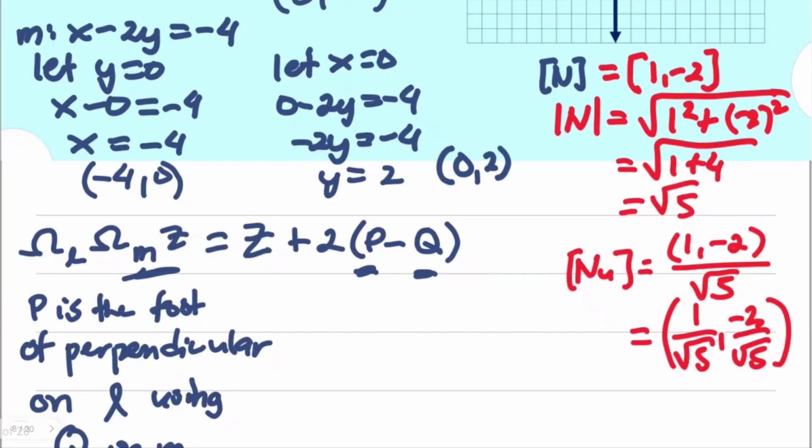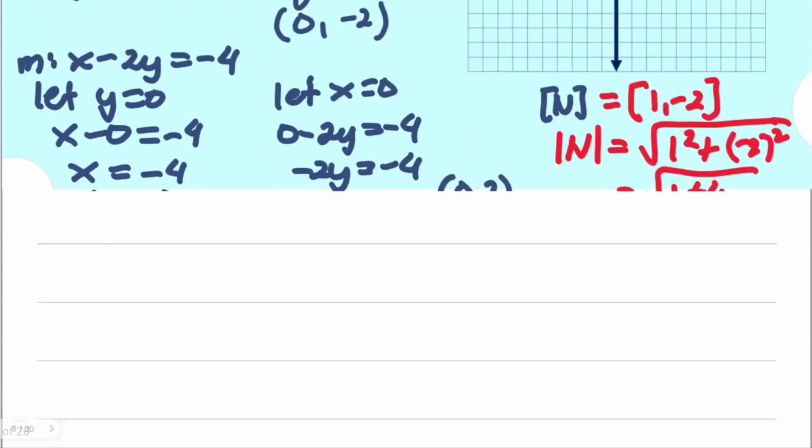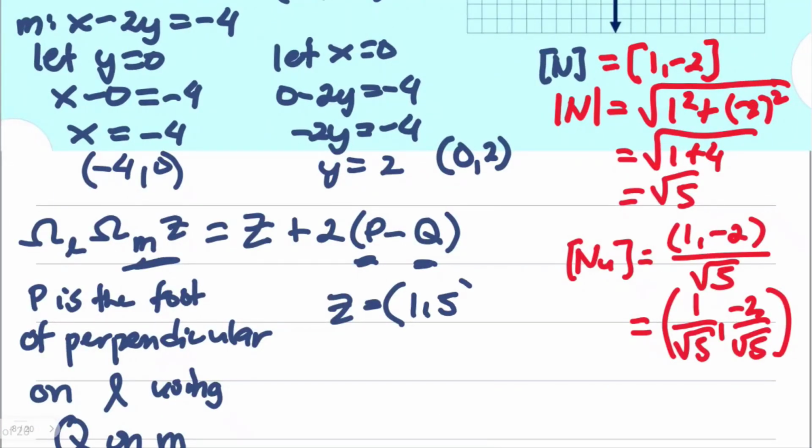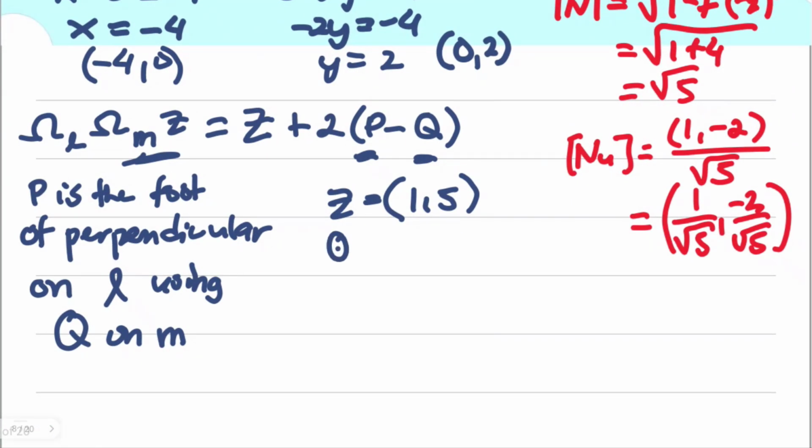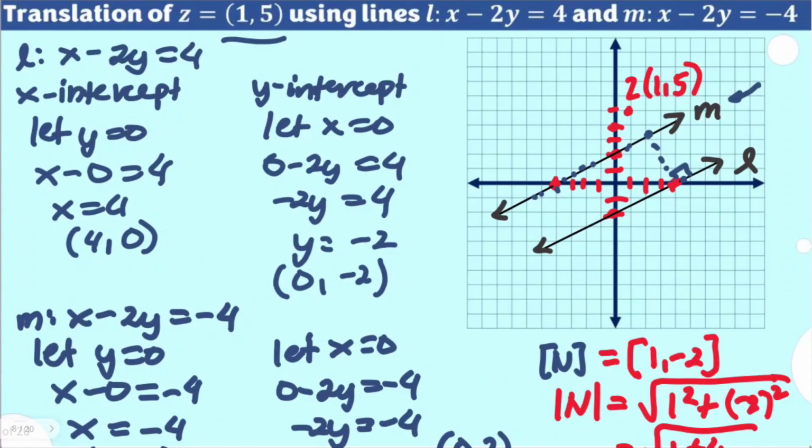Now this time, we're going to determine what our Q would be first. Of course, we know that Z is actually the point (1, 5), and we're going to solve its translation. So let's pick Q on M, because it's the closest line.